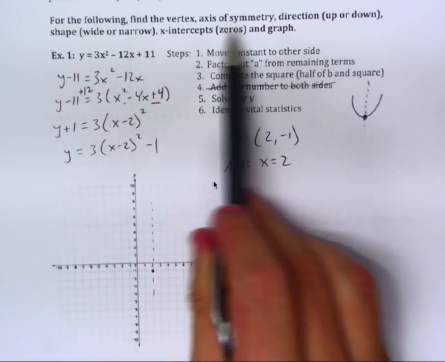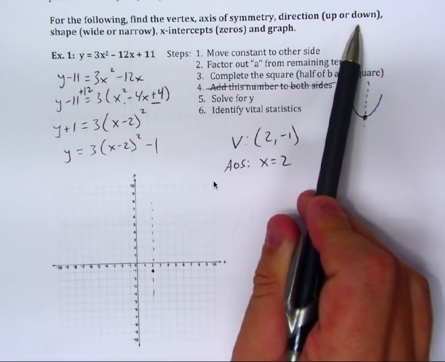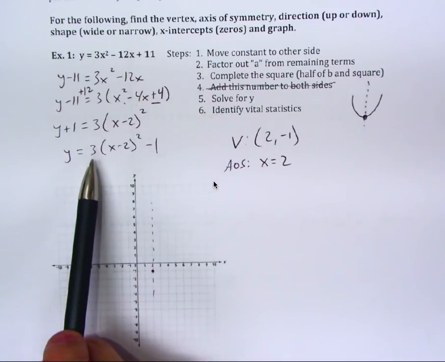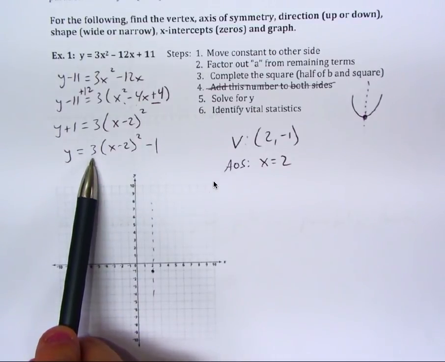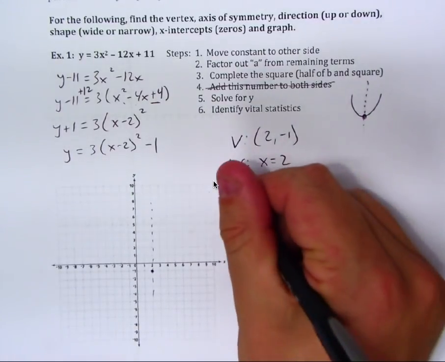Now it says the direction. Does it open up or down? Well, the a value determines that. Since a is positive, our parabola is going to open up.